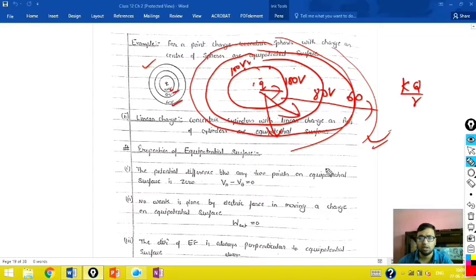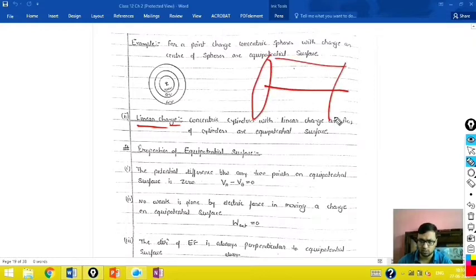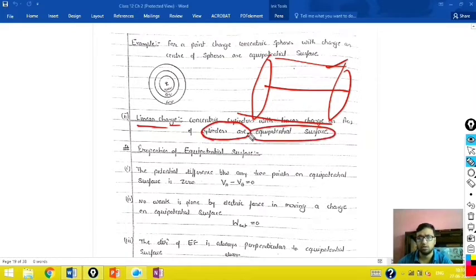For linear charge, it is mentioned what will be the potential. I have already explained all these things to you, that for linear charge the equipotential surface will be like a cylinder. Suppose charge is provided here. You can also calculate the value of the equipotential surface for a cylinder.